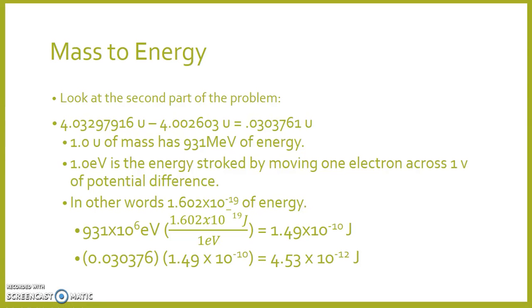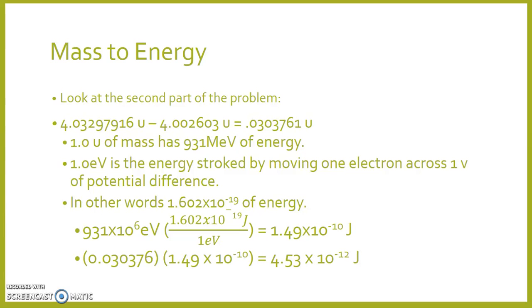So now we take that mass and we're going to convert it into energy. So we have that 0.030376 U. And we have to know that 1.0 U of mass has 931 MeV of energy. So 1.0 eV is the energy gained by moving one electron across 1 V of potential difference. So in other words, you're going to have to know the number 1.602 times 10 to the negative 19th joules.